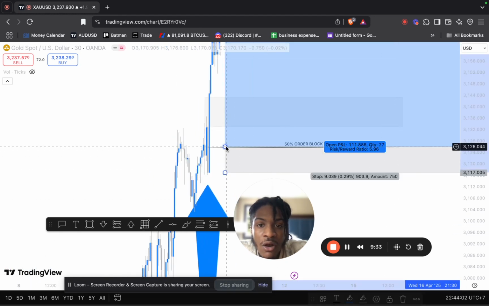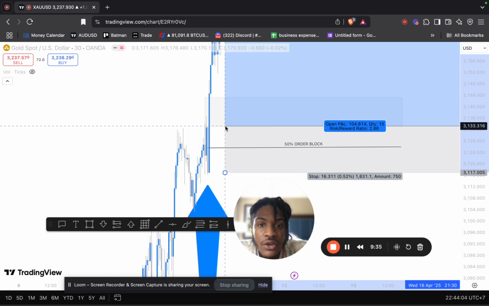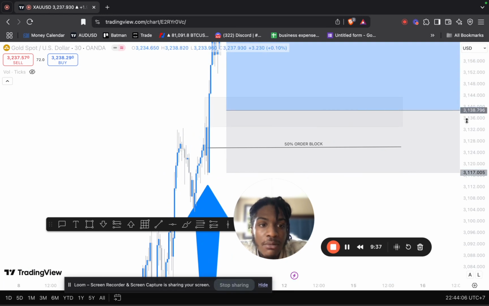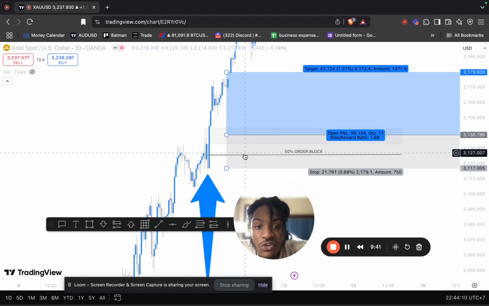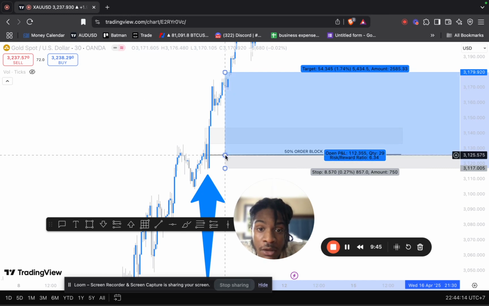And if I was entering off of this gap right here, I would enter here or possibly here. And then my stop loss would be bigger. But since I'm trading gold, especially since this is on a 30-minute time frame, I like my stop losses to be tight.